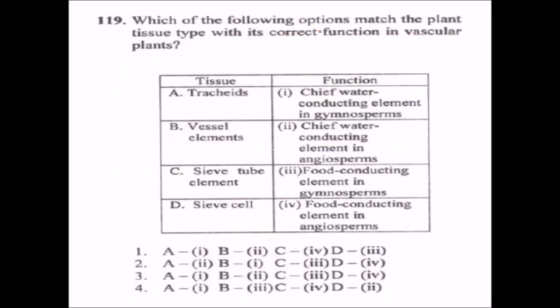Next question: which of the following options matches the plant tissue type with its correct function in vascular plants? We know that tracheids are the chief water conducting elements in gymnosperms, whereas vessel elements conduct water in angiosperms. Likewise, sieve tube elements conduct food in angiosperms, and albuminous cells conduct food in gymnosperms. So as per this, it goes with 1, 2, it's for 2, and it's for 4, and this is for 3. So as per this, the answer will be number 1.